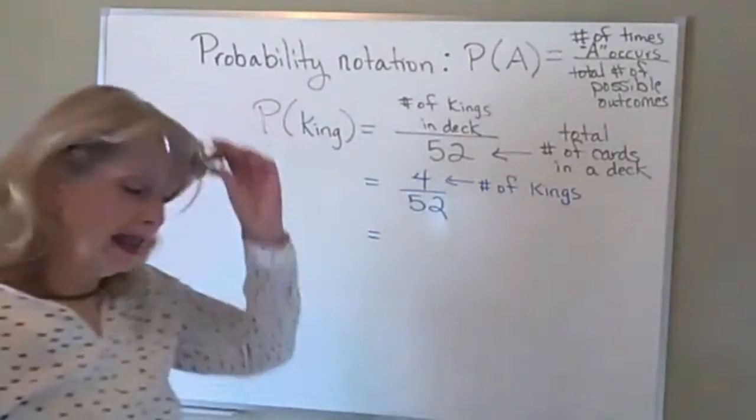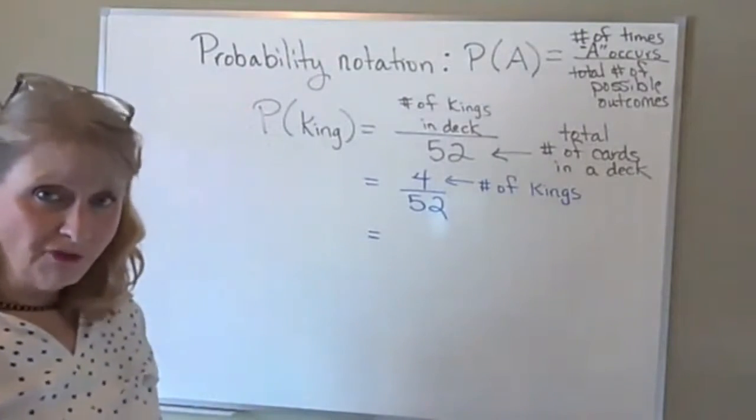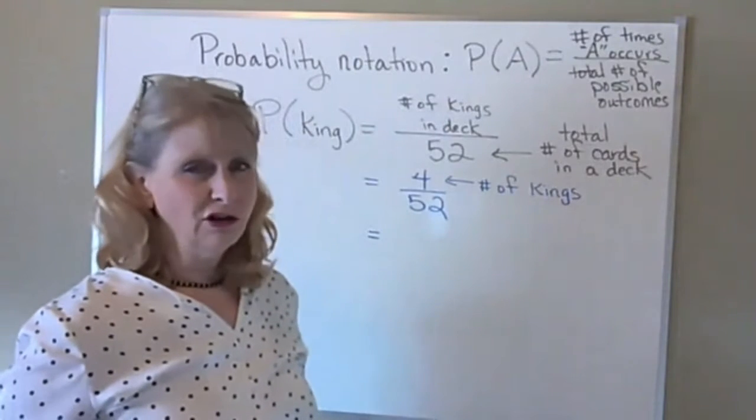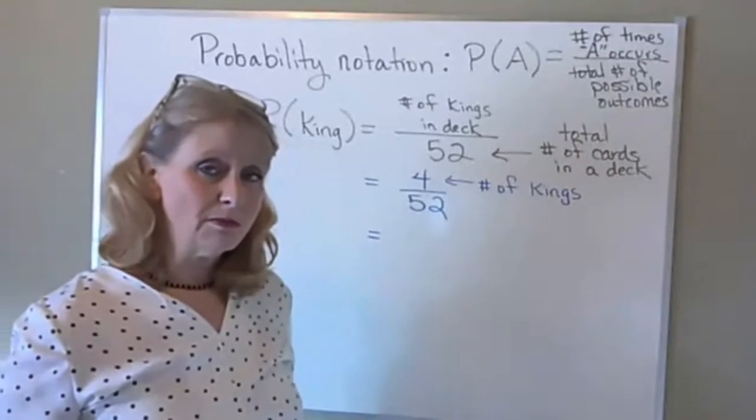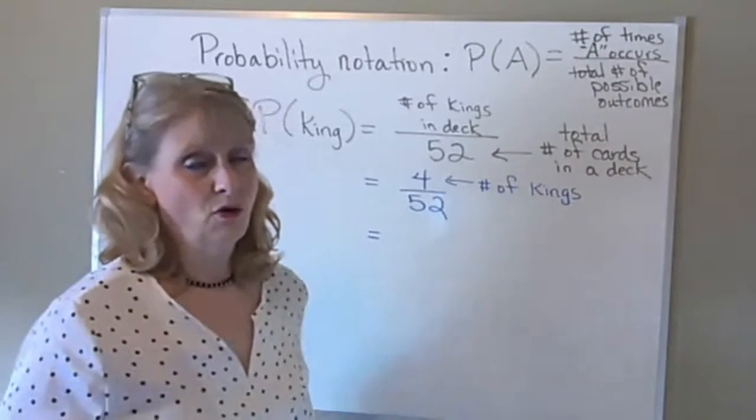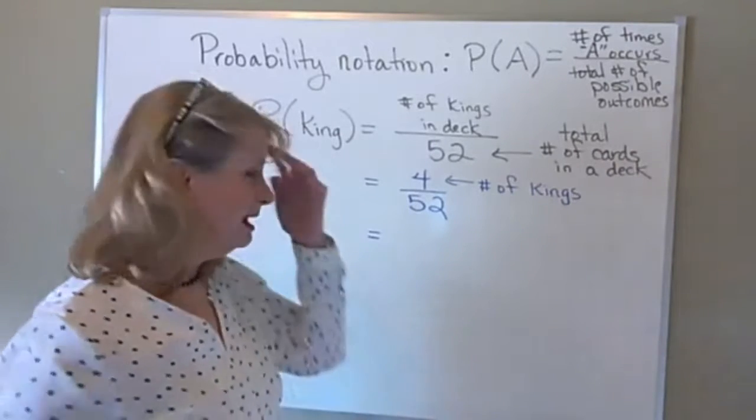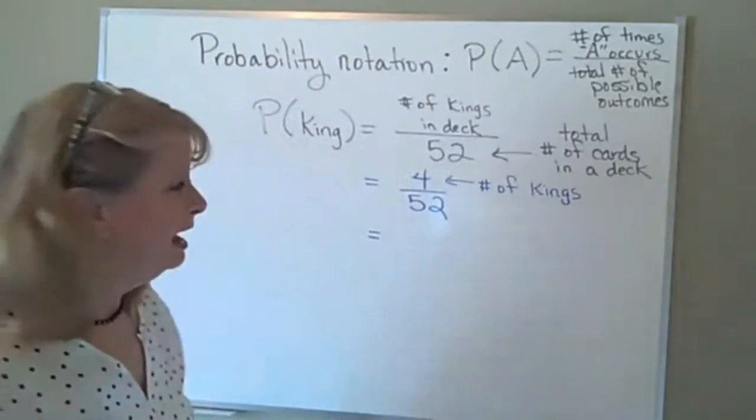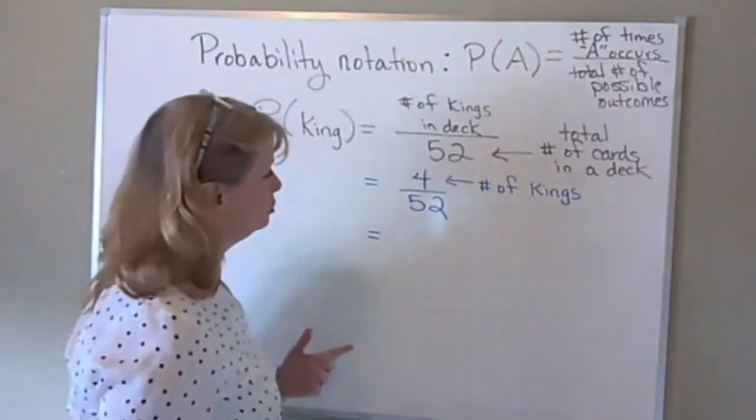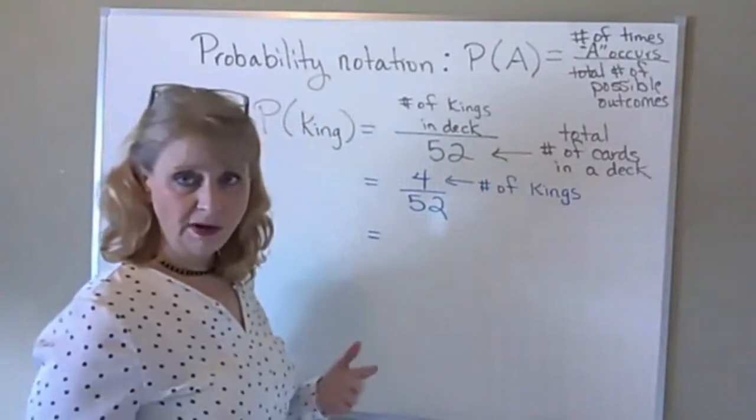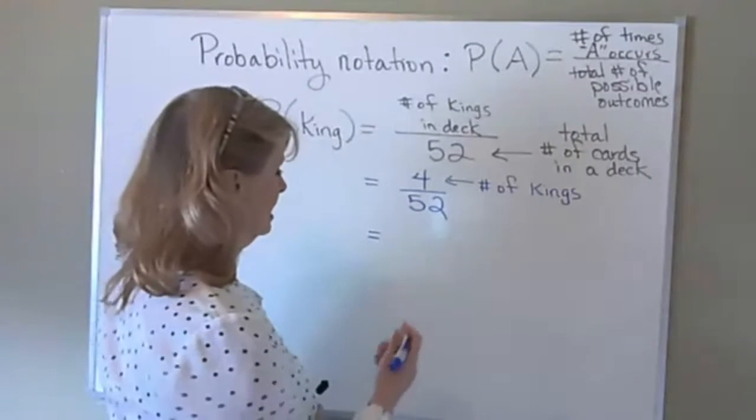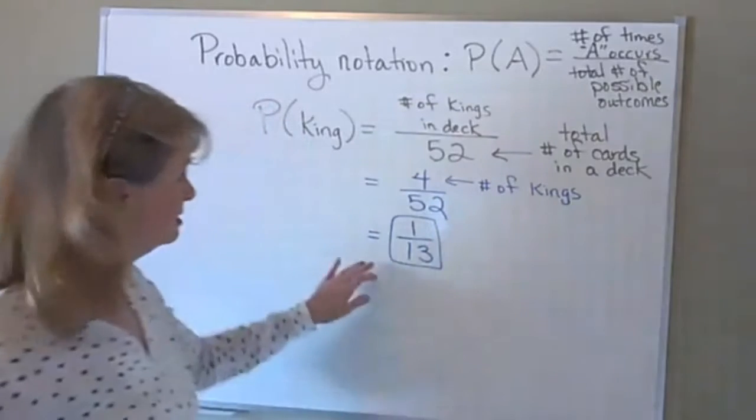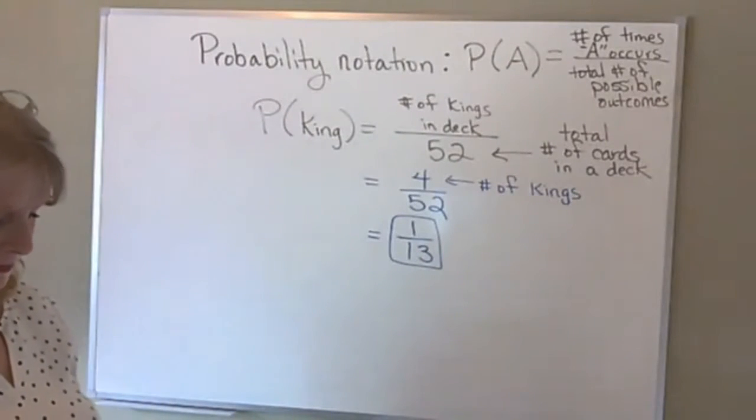Now we don't leave it like this because those are both even numbers. We are going to write our probabilities as fractions. Usually fractions or decimals. Every once in a while they'll ask for a percent, but most of the time it's fractions or decimals. You need to pay attention to the instructions that they give you in MyStatLab. Make sure you put the answer in the form that it's requesting. Otherwise they'll count it wrong. So 4 and 52 will both divide by 4. But if you didn't realize that, you could divide by 2. That would give you 2 over 26. And then you could divide by 2 again, and that would give you 1 out of 13. And that's the probability of drawing a king.